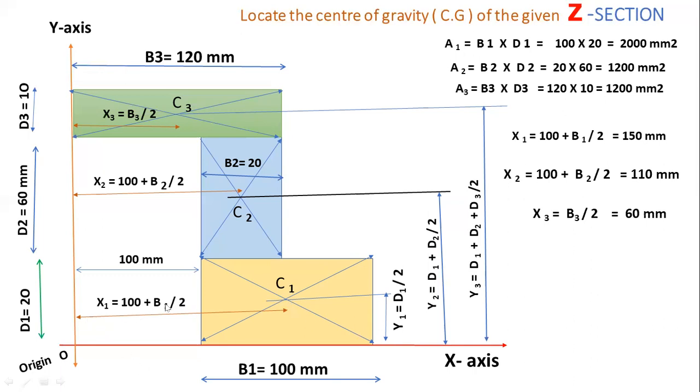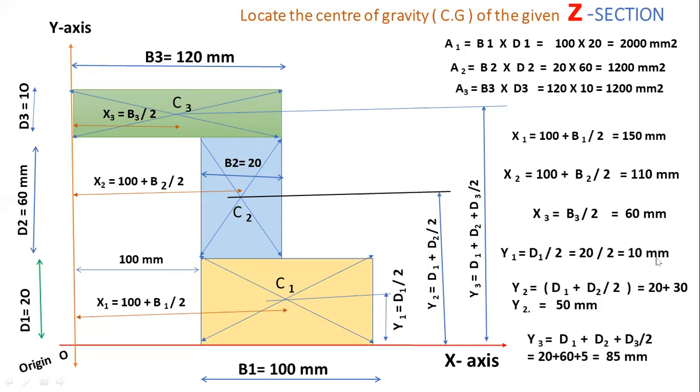Okay, x1 equal to 100 plus B1 by 2, x2 equal to 100 plus B2 by 2, x3 equal to B3 by 2. Okay, x1, x2, x3 are the individual distances of centroids C1, C2, C3 from the y-axis. Now y1 equal to D1 by 2, y2 equal to D1 plus D2 by 2, y3 equal to D1 plus D2 plus D3 by 2. Y1, Y2, Y3 are the distances of centroids C1, C2, C3 from the x-axis. So here Y1 equal to 10 mm, Y2 equal to 50 mm, Y3 equal to 85 mm.